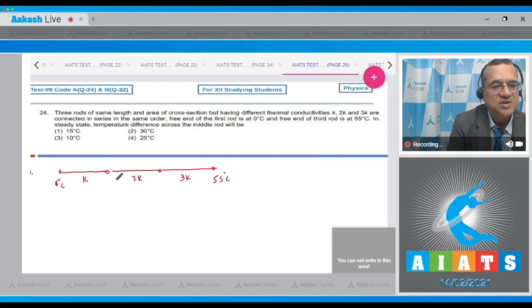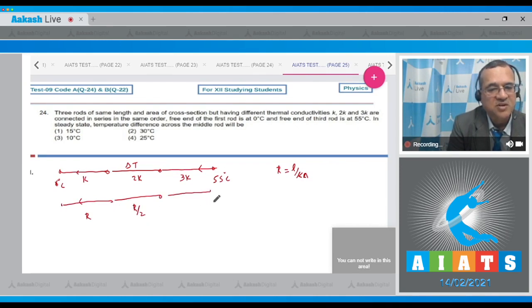What is required? The temperature difference across these points. And let's say their temperature difference is delta T. Now what happened? The heat will flow from higher temperature toward the lower end. And what would be their thermal resistance? The resistance is equal to L upon KA. Now areas are same, lengths are same, then R is inversely proportional to K. So if I draw the resistance diagram, if I take this resistance as R, then this resistance will be R by 2 and this resistance would be R by 3, thermal resistance.